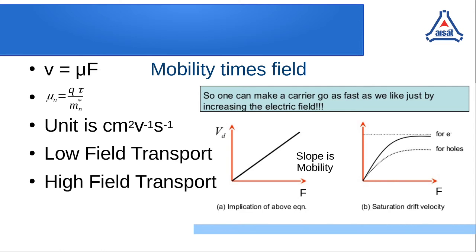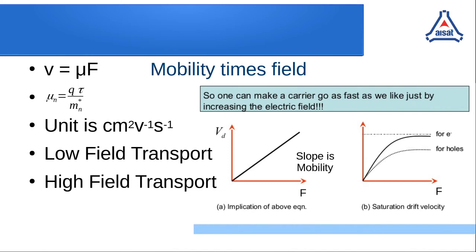The unit of mobility is centimeter square volt raised to minus 1 second raised to minus 1, or centimeter square per volt per second. This is because field is volt per centimeter and velocity is centimeter per second. Now if we plot a graph between the velocity and the applied electric field, we get a graph as shown in part A.